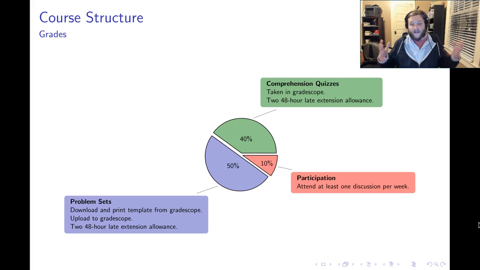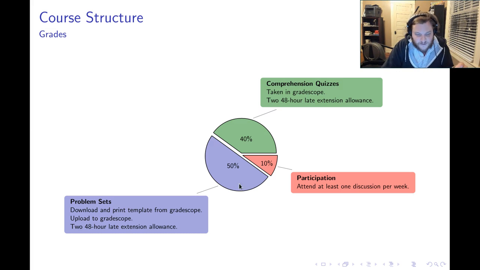What about grades? So how are grades going to work? My goal here is to keep it simple. There are three things that you are graded on. There will be the problem sets associated to every lesson, the comprehension quizzes associated to every lesson, and then a small part for participation. So let's start with the problem sets.